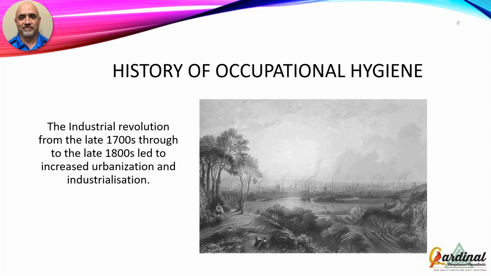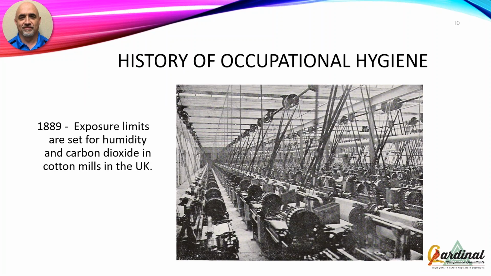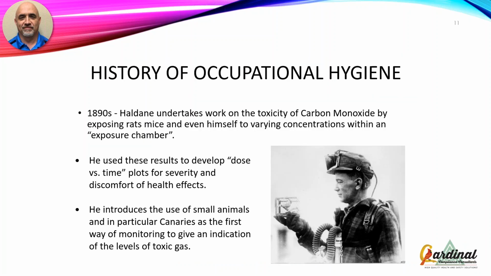In the late 1700s, 1800s, we had a lot of urbanization, industrialization. 1858, a gentleman over in England had the first charcoal-based impregnated mask to control gases and vapors. Before, the respirators were particulate. Now we have a respirator that's going to start filtering out some of those gases, vapors, some of those other toxics, right? Again, we're getting more advanced on what our control methods are. In 1889, we started seeing studies in the UK to set some exposure limits for humidity and carbon dioxide in some cotton mills. So we're kind of progressing through here.